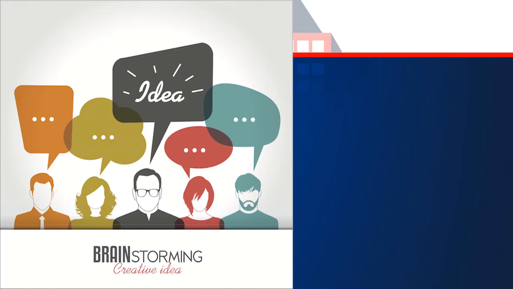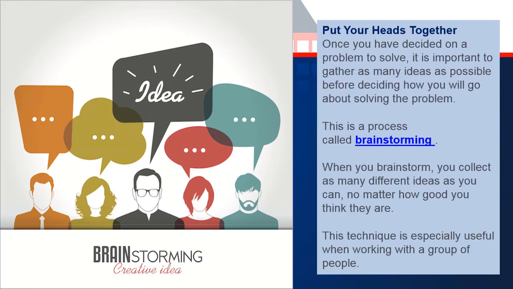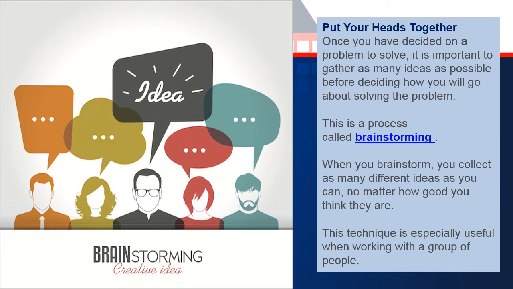After you have done this, the next level is brainstorming. Brainstorming is done by 2 or more people, where you bring ideas together, put your heads together. Once you have decided on a problem to solve, it is important to gather as many ideas as possible before deciding how you will go about solving the problem. And this process is what we call brainstorming.